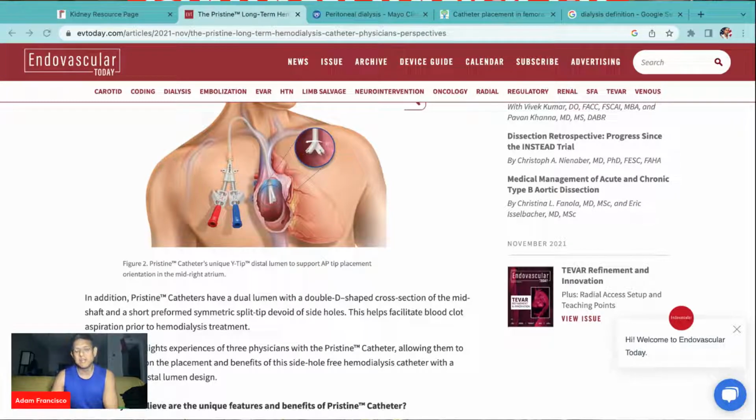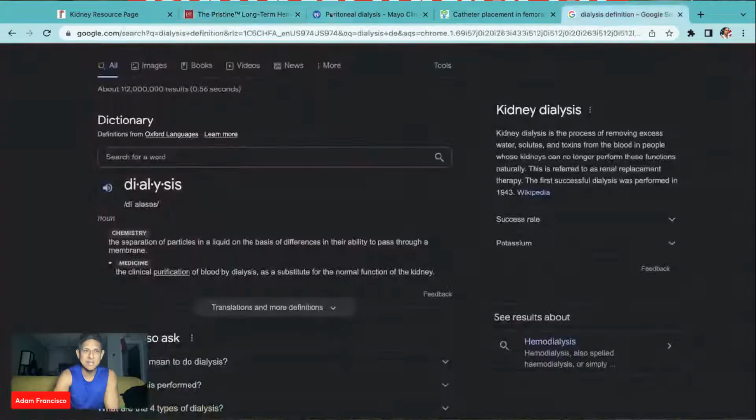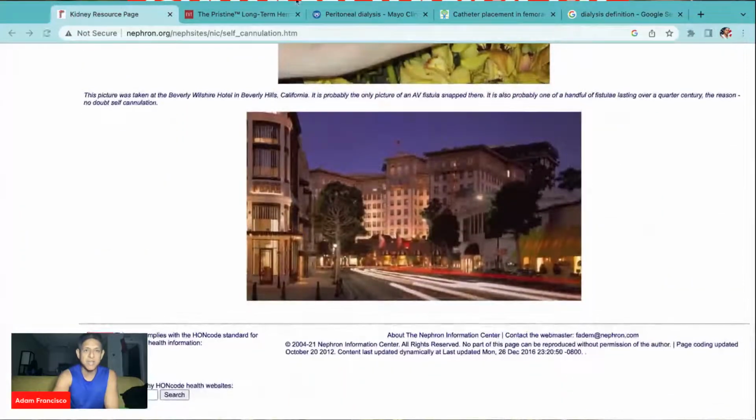But here's where it gets a little complicated. Now, I had the hemo done through the chest, but that is only a temporary solution. They only want you to have that in your chest for a couple months at a time because, again, the risk of infection. So the way they want you to really do hemodialysis is through your arm. Okay? It's through the arm.